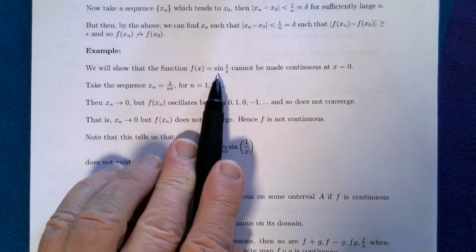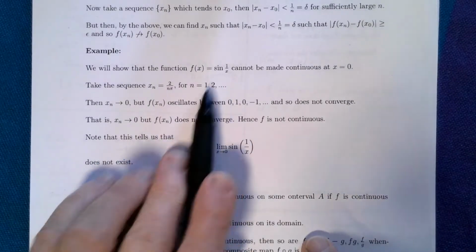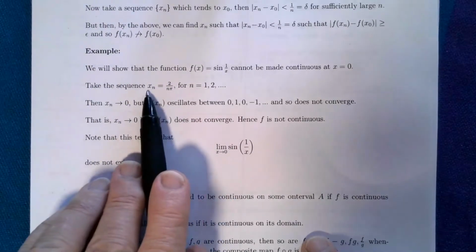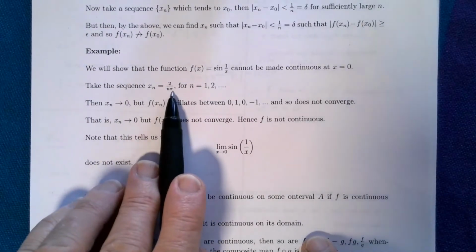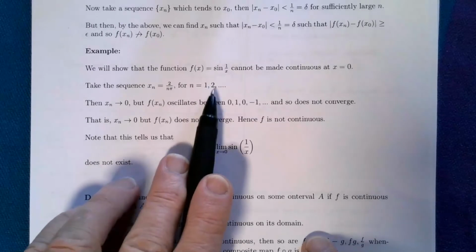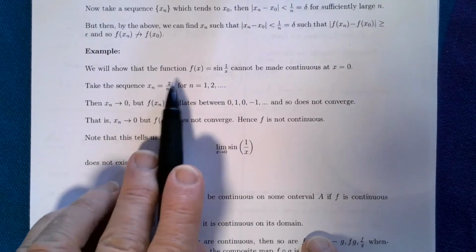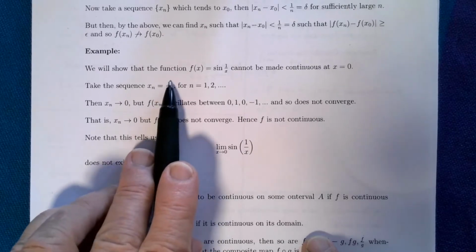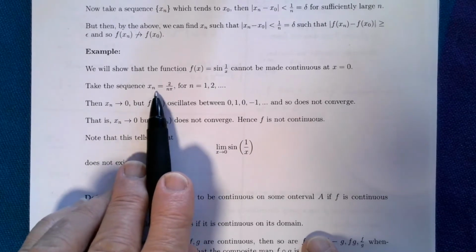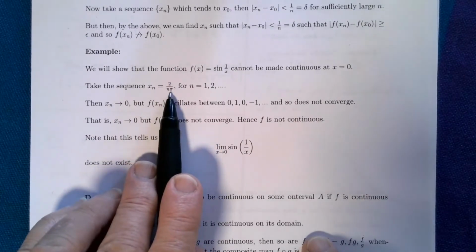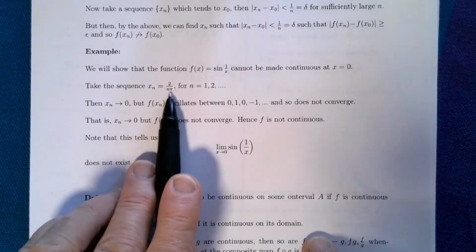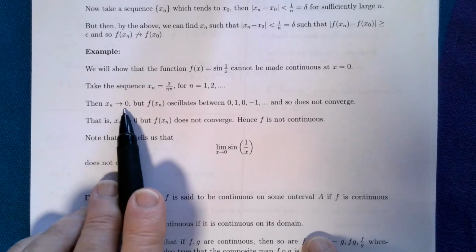And so what I'm going to do is construct a sequence, and here's the sequence. I'm going to take the sequence x_n is 2 over n pi, where n is 1, 2, and so on. So x1 would be 2 over pi, x2 would be 1 over pi, x3 would be 2 over 3 pi, and so on. Now it's pretty clear that this sequence tends to 0 as n gets very big.